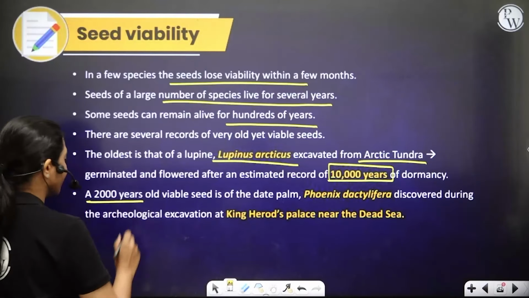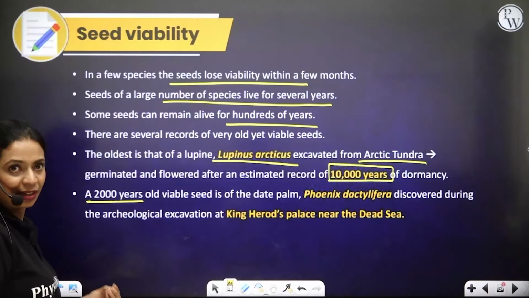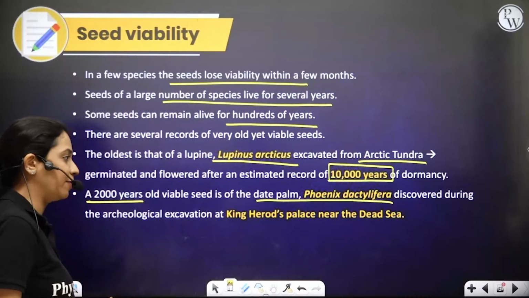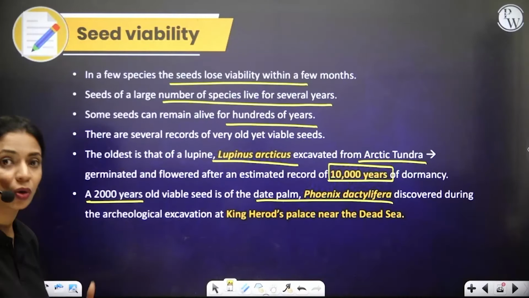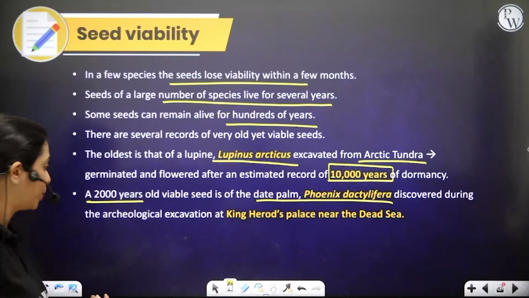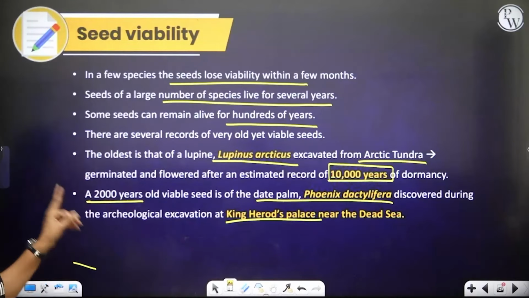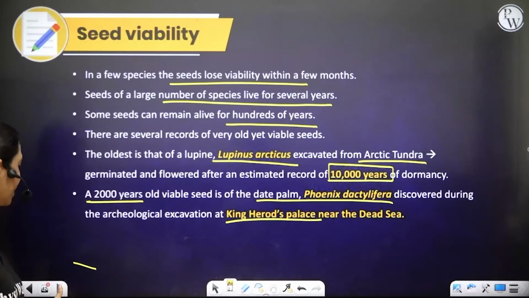Another thing is a 2,000-year-old viable seed of a plant called date palm, scientific name Phoenix dactylifera, was discovered during an archaeological excavation that took place in the King Herod's palace, which is near Dead Sea. These are specific examples that you will have to remember.